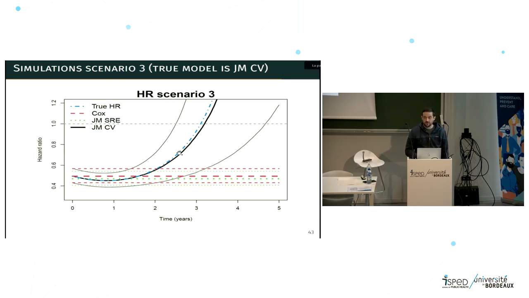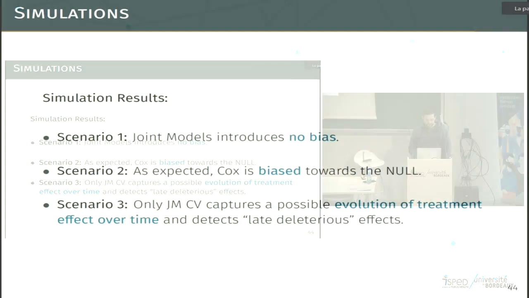And the joint model with current value does capture this time-dependent effect of treatment, while the standard models, they average it out. And because we have more data in the early follow-up than in the late follow-up, here many people are dead or censored, the weight is higher here. So we will conclude the treatment is good, even if we have evidence for a deleterious effect in the late follow-up. So we miss some information.